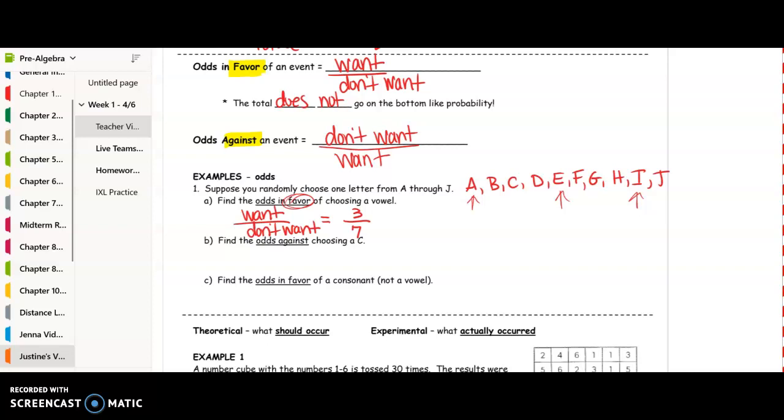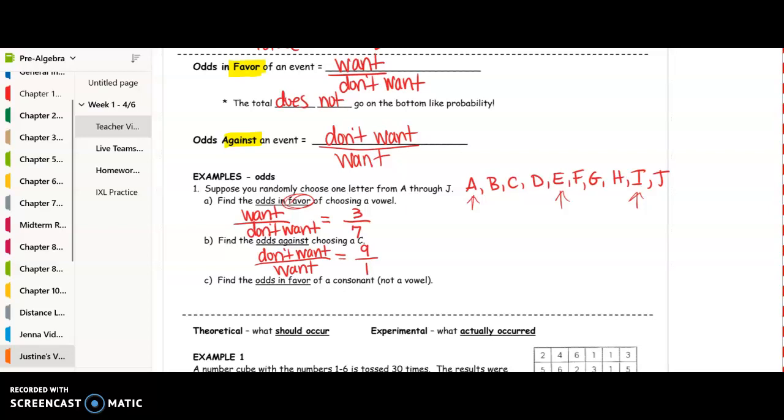So we're basically going to switch this. So now it's what we don't want over what we want. Okay, so if we want choosing a C, then don't want would be everything that's not a C. So there's 10 letters here, okay? So there's 9 that are not a C, okay? So what we don't want is something that's not a C. So there's 9 that are not a C, and what we want is a C, okay? So there's only 1 that is a C.